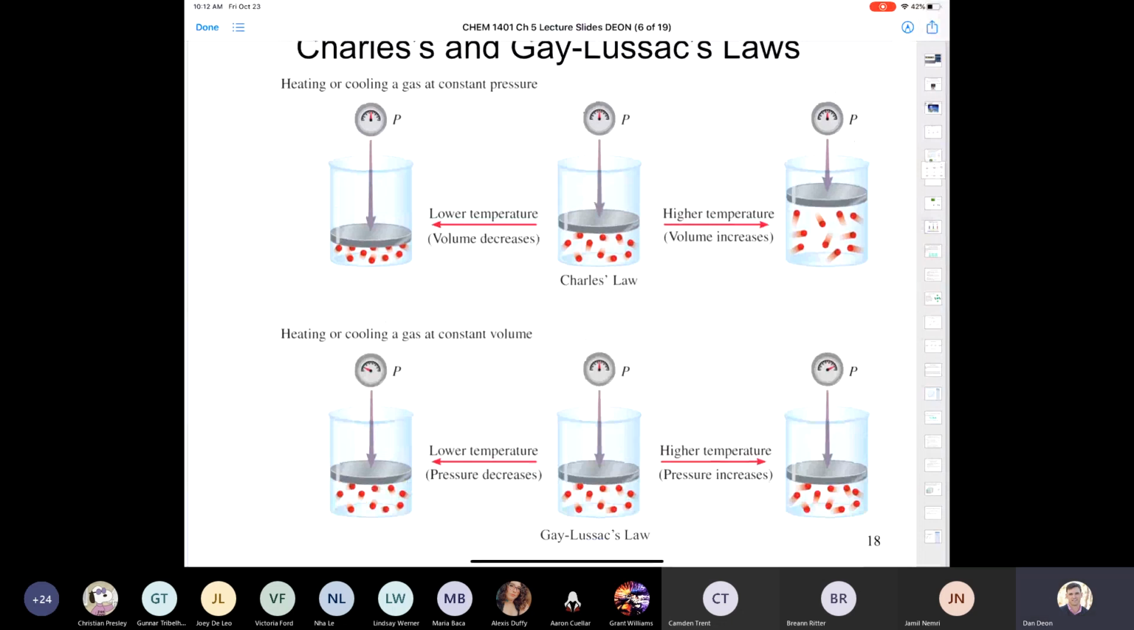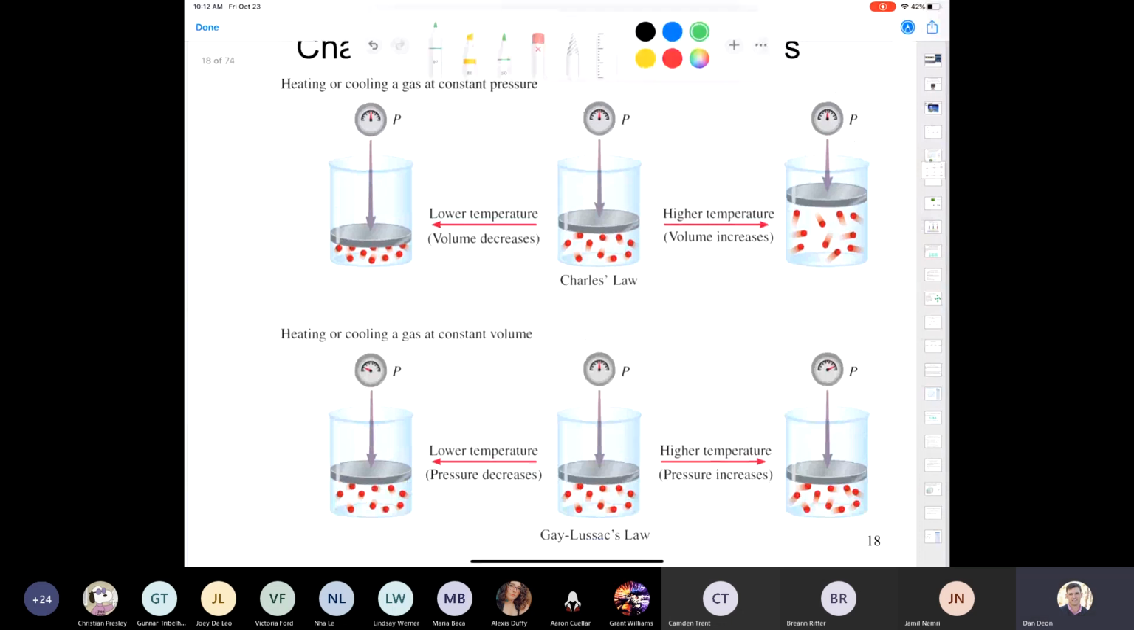Gay-Lussac's law is shown at the bottom here. On the top, we have the representation of Charles' law. So Charles' law is that V1 over T1 is equal to V2 over T2. If you look at what's happening here, it's kind of funny.